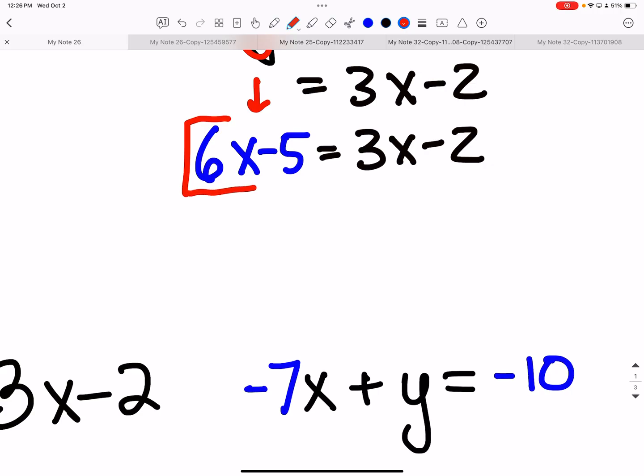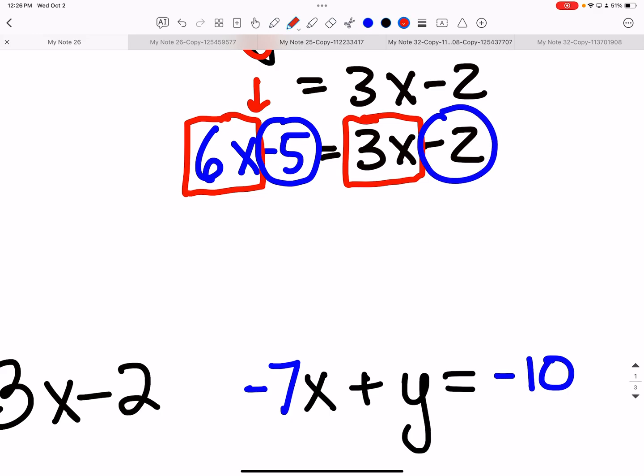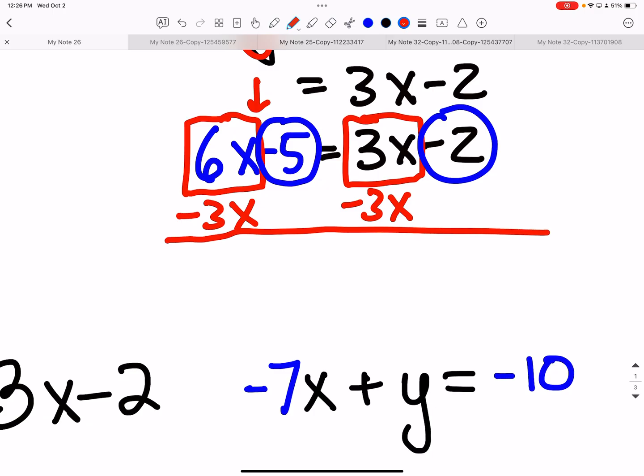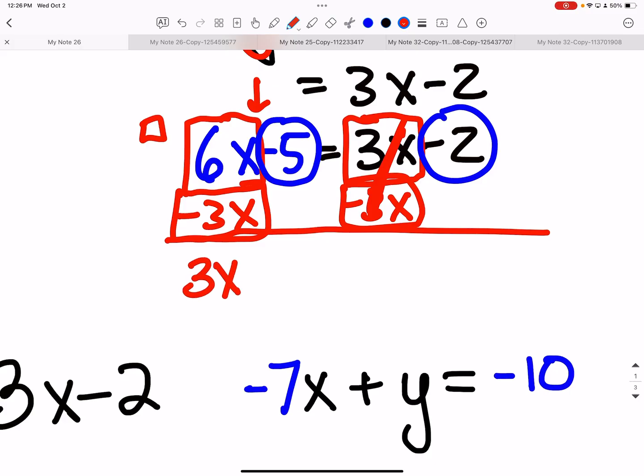Now we're going to do the same things. 6x, 3x, negative 5, negative 2. I'm going to minus 3x's over here and move them over to here, to my room. I'm going to say this is my room. So they're gone over here, and I've got 3x's in my room. But how much is in the baby's room? Well, let's add 5 and move this out of my room over to the baby's room.